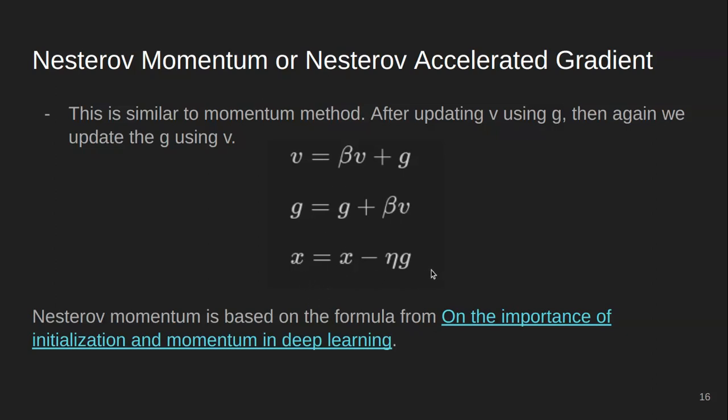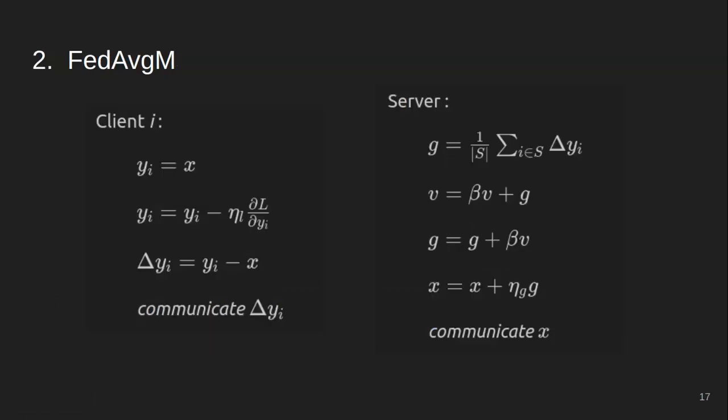Then we are just updating the model using our newly computed gradient here. Okay, so Nesterov momentum is based on the formula from "On the Importance of Initialization and Momentum in Deep Learning" from Geoffrey Hinton and Ilya Sutskever.